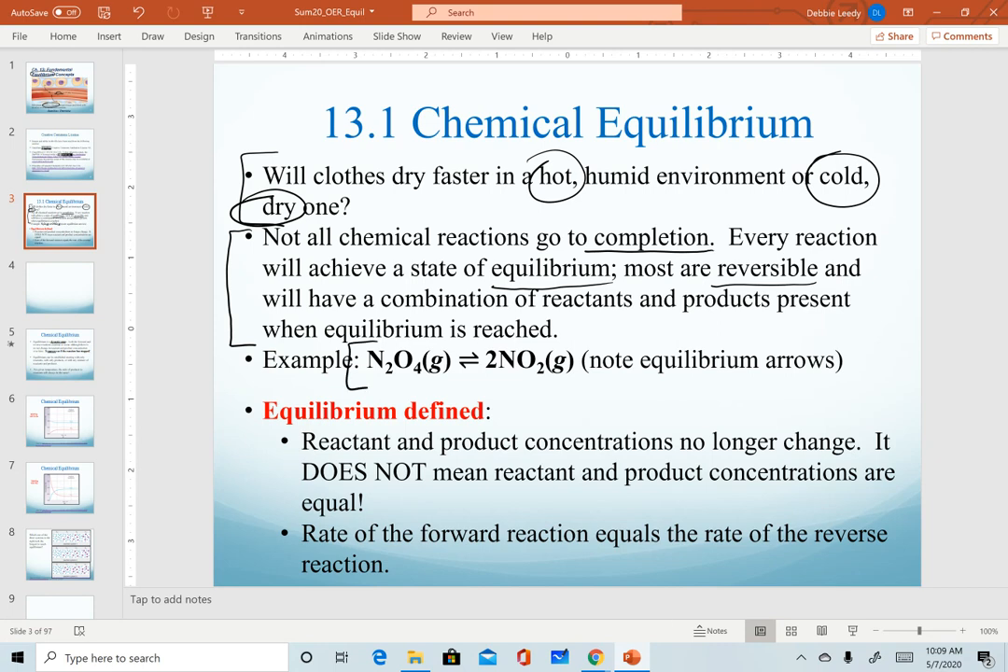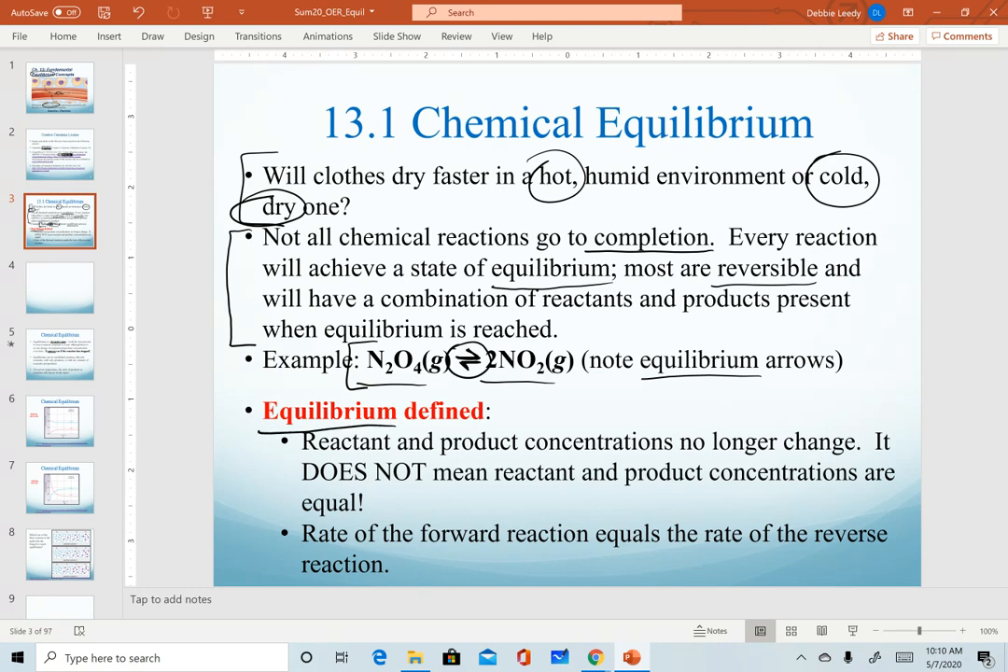For a lot of our examples in this chapter, we're going to use this reaction, the decomposition of dinitrogen tetroxide into two NO2 molecules. And notice the new arrows we're using here. These arrows specifically illustrate the concept of equilibrium, that this reaction is happening in both the forward direction, so that top half arrow shows forward, and then the bottom reverse arrow showing that this reaction is also happening in the reverse direction.